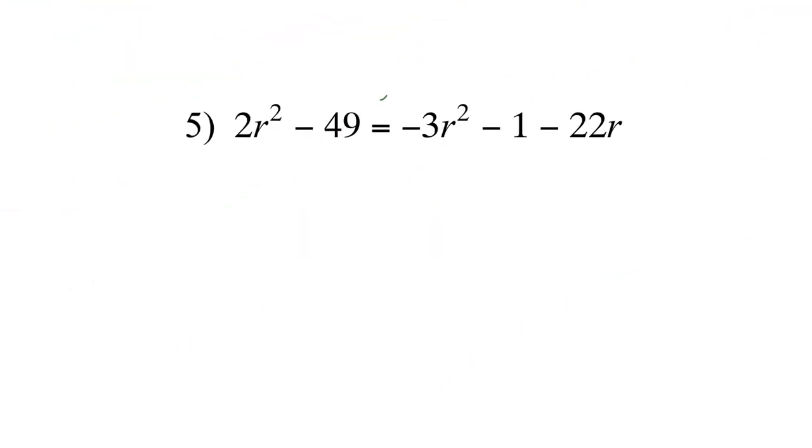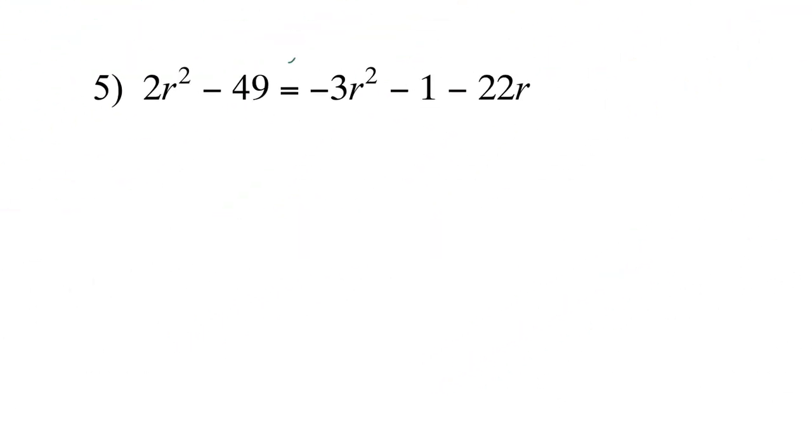Okay, let's see number 5. Again, anytime that I have an equation like this one, I've got to make sure that everything is on the same side of the equation. So I'm going to start by adding everything over here. And why am I adding everything to the left side? Because I want to make sure that my r squared is positive. So that's why I'm adding the 3 instead of subtracting the 2r squared.